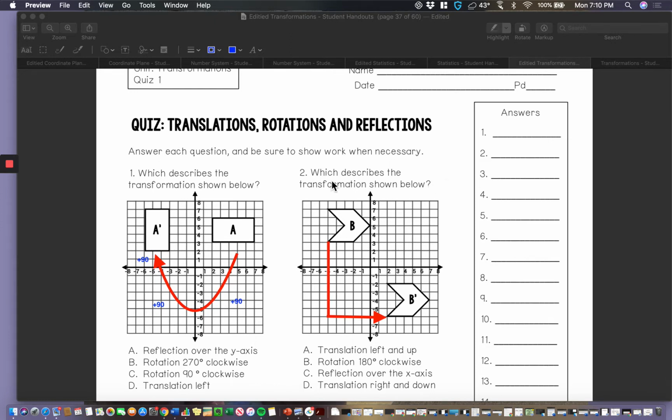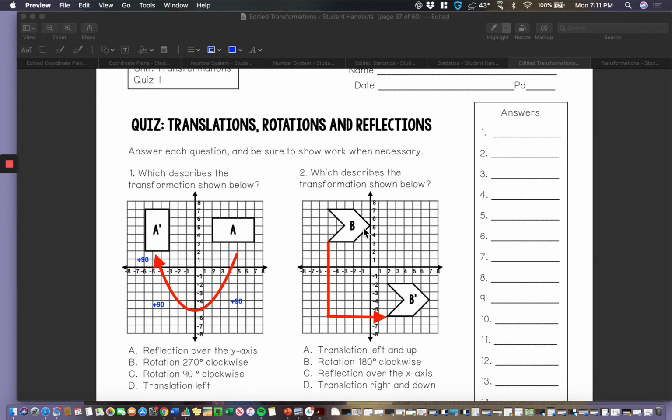2. Which describes the transformation shown below? So we have A, a translation left and up, B, a rotation 180 degrees clockwise, C, a reflection over the x-axis, or D, a translation right and down.